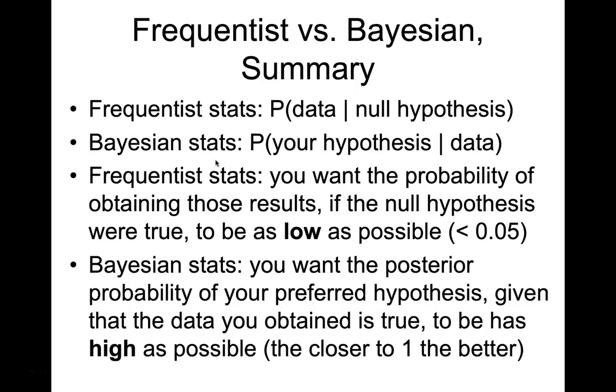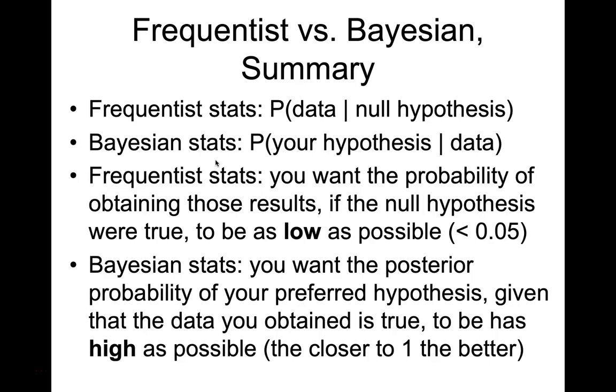Frequentist statistics is the probability of obtaining data like yours if the null hypothesis were true. Remember, the null hypothesis is the star of the show for frequentist statistics. Bayesian statistics is the probability of your favored hypothesis being true, given that the data is true.